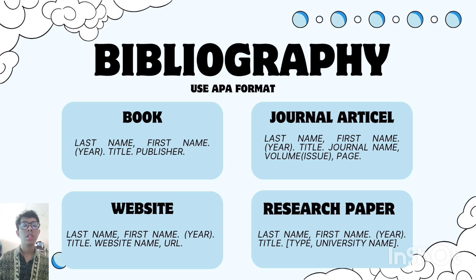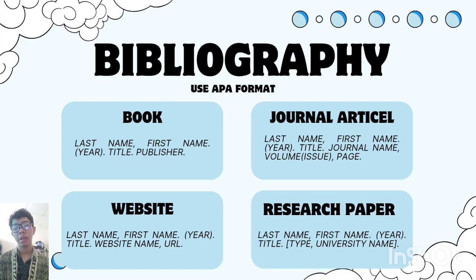The third is journal article. We will include the last name, the first name, the publication year, the title, the journal name, and also the volume and the pages. Last is research paper. We will include the last name and the first name, and then we'll add the publication year and the title, often adding the university name.